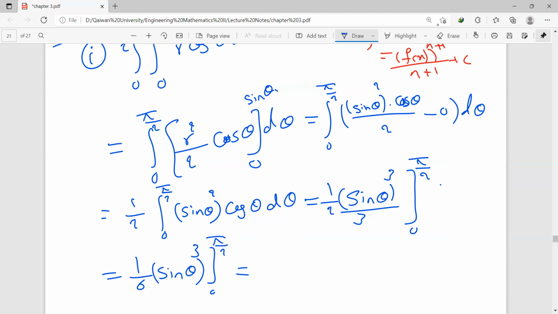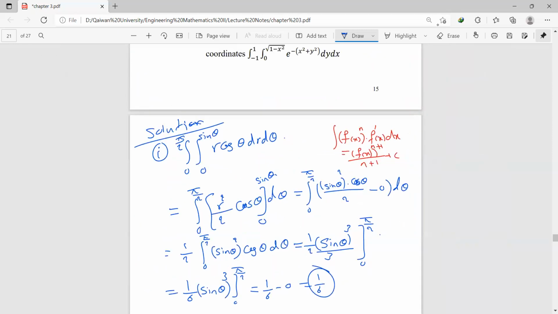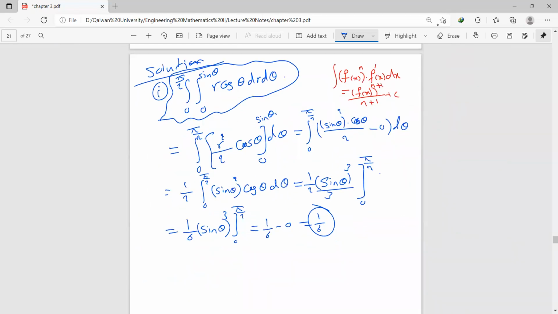We first replace theta by pi over 2, then we replace by 0. If we replace theta by pi over 2, what do we get? Sine of pi over 2 is 1, and 1 cubed is 1. We get 1/6 minus 0, which is 1/6. That means this double integration is equal to 1 over 6.